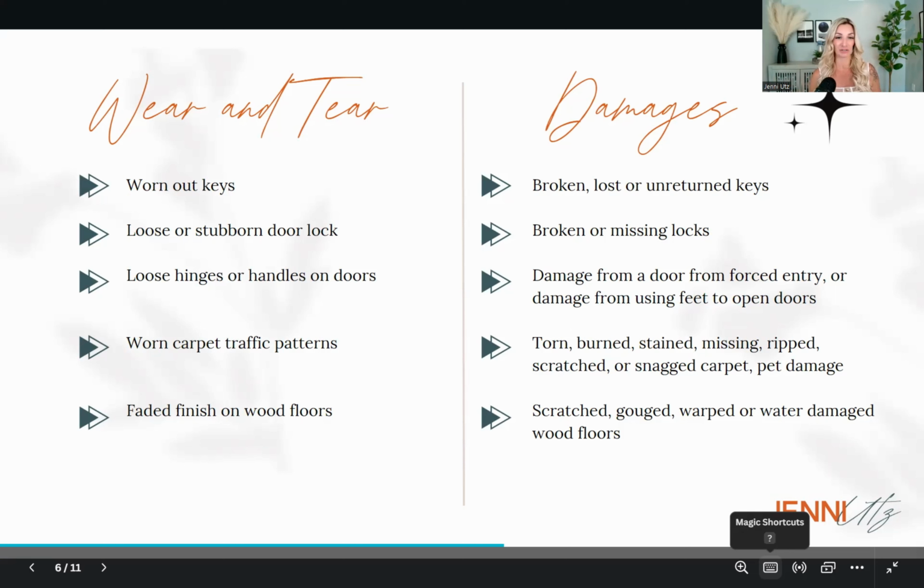Now, this can be a tricky one because we'll talk in a little while about what a normal life expectancy is on some of the things in the property, but worn carpet only has a certain life expectancy. So if it's worn and the tenant's only been there maybe 1 year, that might be a little bit more of damage versus if it's worn and the carpet's been in place for 8 years. There's a lot of things. And you also have to realize when you accept a tenant into the property, you have to understand.